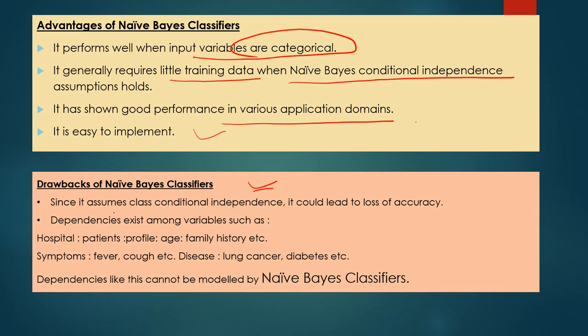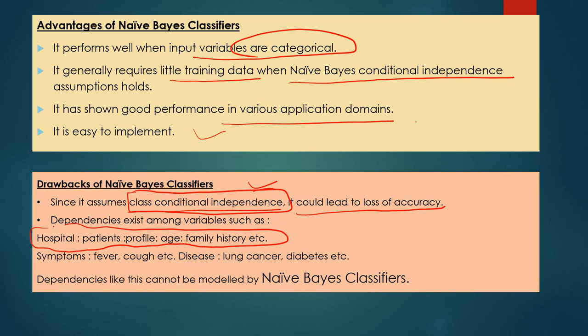Some of the drawbacks are it assumes class conditional independence, which is very difficult to find. So you will understand what a class conditional independence is when you study the Bayesian algorithm. Dependencies exist among such variables, and that is something which sometimes brings problems. For instance, if you have attributes like hospitals, patient profile, age, family history, there is somewhat of a dependency, and that could have a pattern in various other things. So dependency cannot be modeled. That's the main drawback of Naïve-Bayesian.